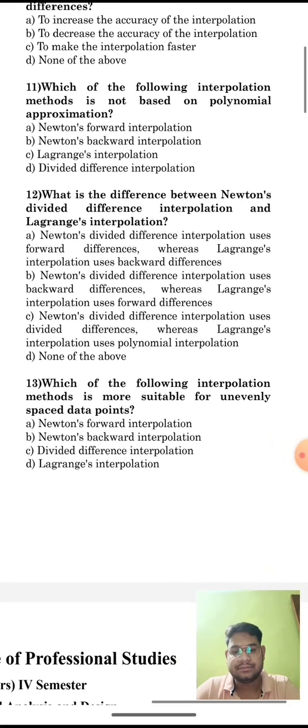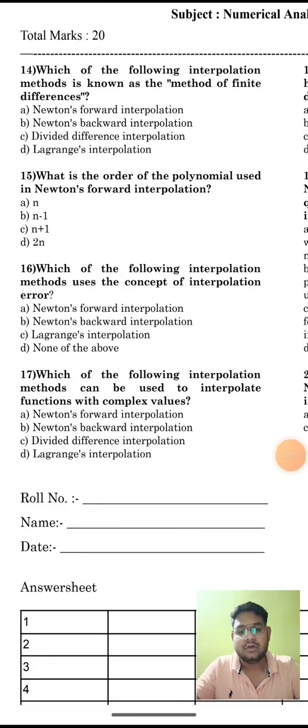Question 13. Which of the following interpolation methods is more suitable for unevenly spaced data points? Options are option A. Newton's forward interpolation. Option B. Newton's backward interpolation. Option C. Divided difference interpolation. Option D. Lagrange's interpolation. The correct answer is Lagrange's interpolation. Now let's move on to the next question.